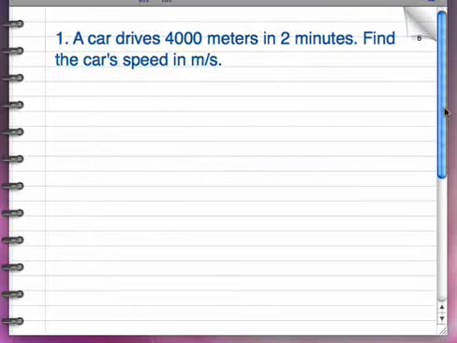Now I have some practice problems for you to try. Pause the computer and write down your answer on paper.